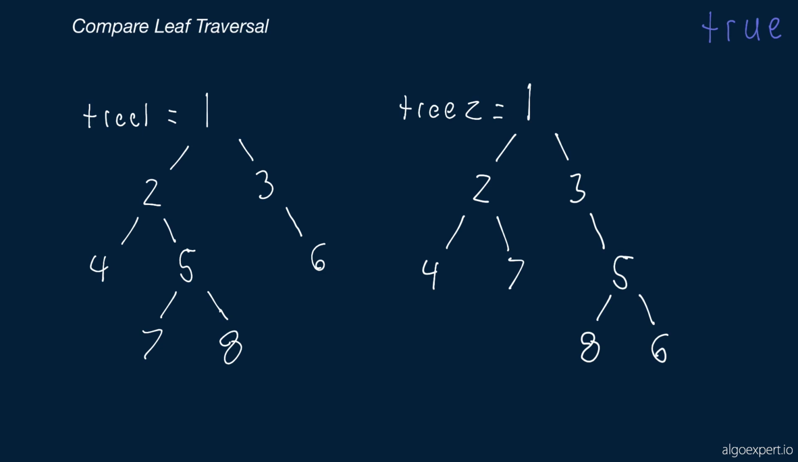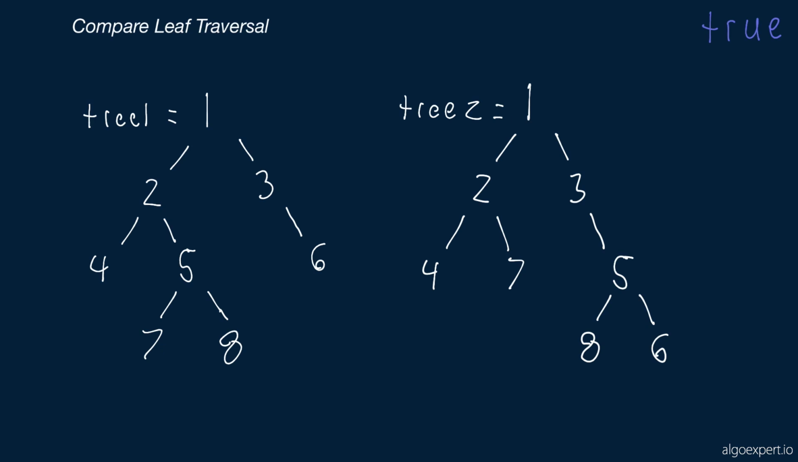So if the leaf traversals of these trees are the same, our function should return true, otherwise it should return false. Now the leaf traversal of a binary tree is simply the traversal of all of the binary tree's leaves from left to right. So if we're looking at tree 1 here, its leaf traversal is 4, 7, 8, sorry, not 9, 6 in that order. And if we're looking at tree 2, its leaf traversal is 4, 7, 8, 6 in that order. So clearly, looking at these two inputs, we can see they do have the same leaf traversal. So for this sample input, our function would return true.